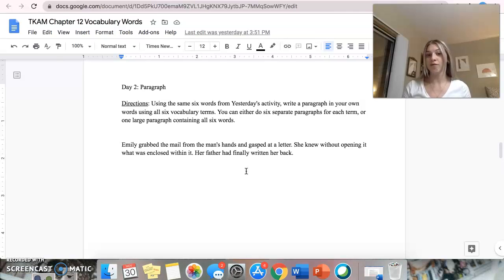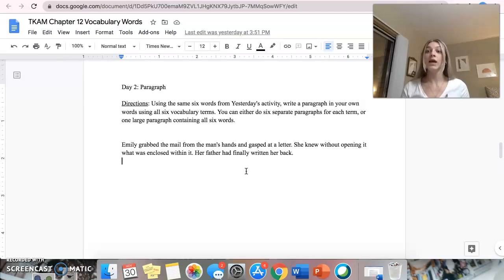But again, what I am looking for is either 6 separate paragraphs with one term in each or one larger paragraph with all 6 terms in it. I don't care how you do it. It just needs to be like 3 to 5 sentences long and it has to contain all 6 words.